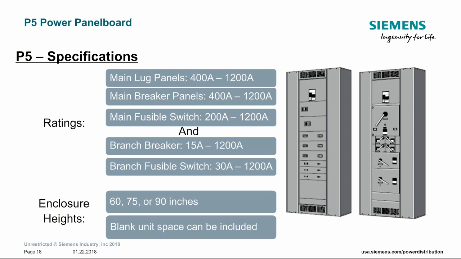Also, we saw a similar increase in our branch devices with both branch breakers as well as branch fusible switches, also ranging all the way up to 1200 amps now for our P5 power panel boards. And while we did see a huge increase in our ratings, we have the exact same options available for enclosure height. So we still have the 60, 75, or 90 inches available. And just like before, we can still include blank unit space if our customers would like to expand in the future.